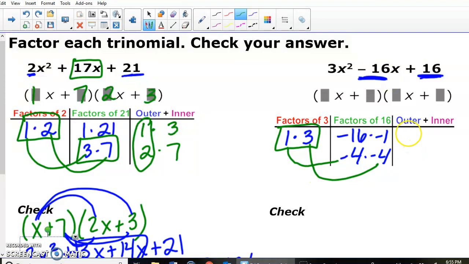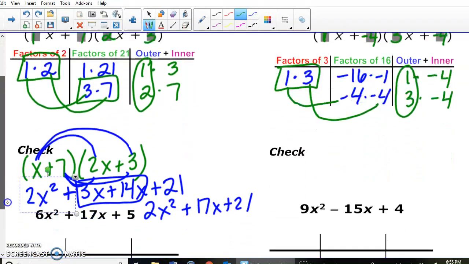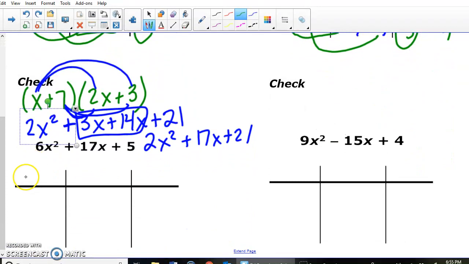So over here then I'm going to list their partners. I took 1 times negative 4, and I took 3 times negative 4. Okay, and then I want to remember that I want to keep 1 and 3 in those first positions. So I've got a 1x and a 3x, and then my outside terms are going to be 1 and -4, so my -4 goes here. My inside terms are going to be 3 and -4. Okay, and then of course you can check using FOIL.